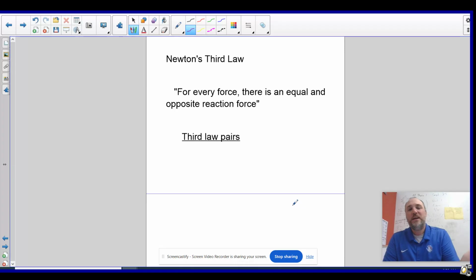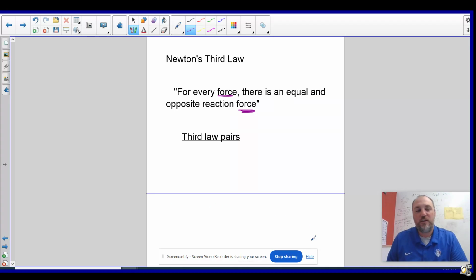Newton's third law, again, you may have heard a variety of different ways of saying Newton's third law, but you've probably heard this one: for every force, there's an equal and opposite reaction force, or for every action, there's an equal and opposite reaction. I like to add that little word force in there because we are talking about individual forces here. So for every force on one object, there's an equal and opposite reaction force back on another object. So all forces come in pairs.